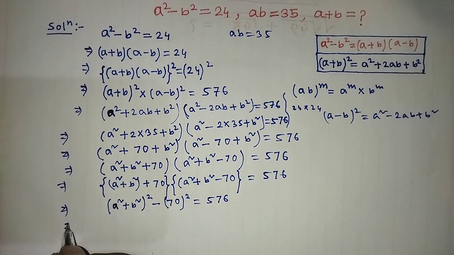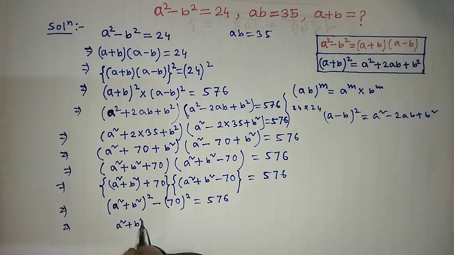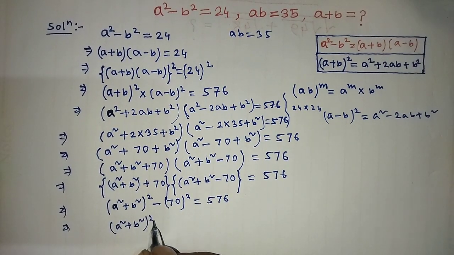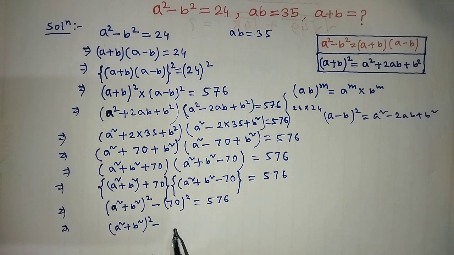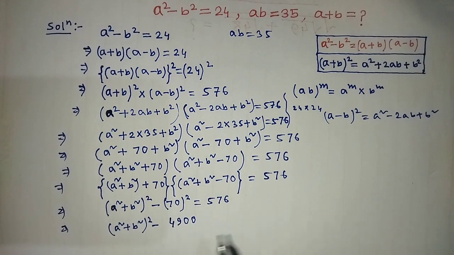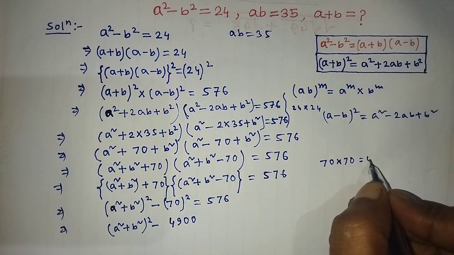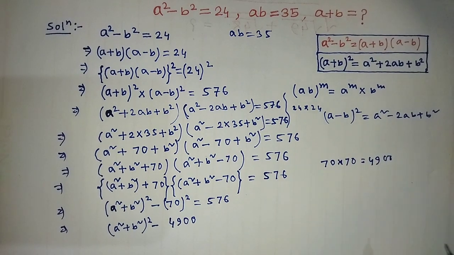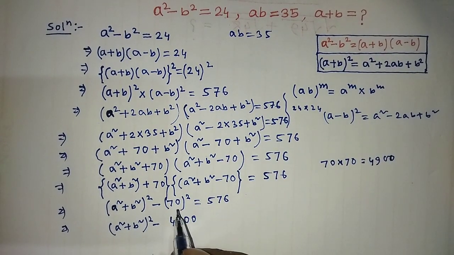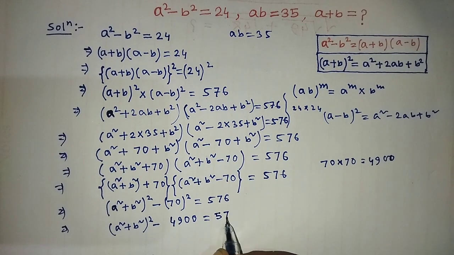So my dear student, again we have to write (a² + b²)² minus the square of 70, which will be 4900. If you multiply 70 into 70, that means 4900. So in the place of 70 square we write 4900, and on the right hand side again we have to write 576.